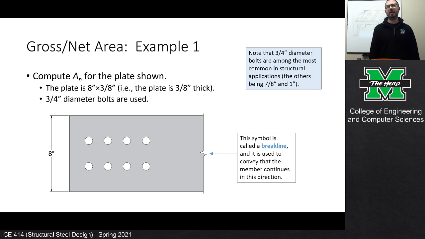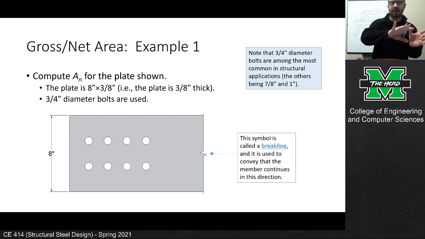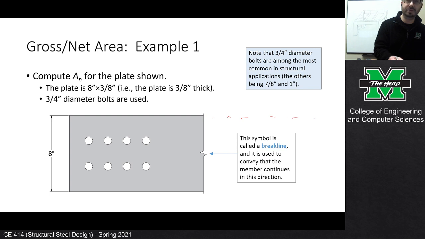If you were using larger bolts than that, that would probably be pretty specialty, a very unique system. And also, just so you're aware, if you ever see me draw a break line, it just means that the main body of the member, like the gross section, goes out that way. So the member continues on in that direction.